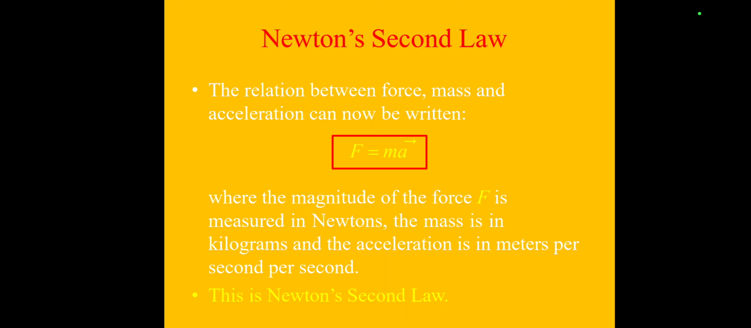Newton's second law: the relation between force, mass and acceleration can be written as F equals mass times acceleration, F = ma, where the magnitude of the force F is measured in newtons, the mass is in kilograms, and acceleration is in meter per second square. This is Newton's second law.